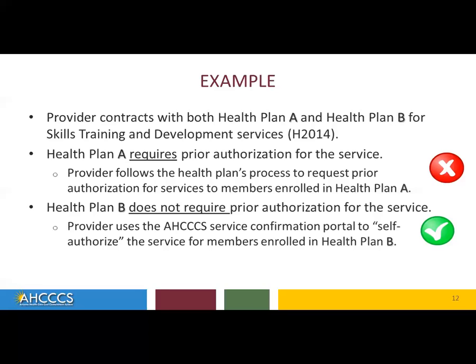You have a different member who's enrolled in Health Plan B, who you're also contracted with. And that Health Plan B does not require prior authorization for the service. It's the same service, but two different sets of rules. So in that case, the provider will use the Access Service Confirmation Portal to self-authorize or notify the intent to provide a service for members enrolled in Health Plan B who are getting the skills training and development service.